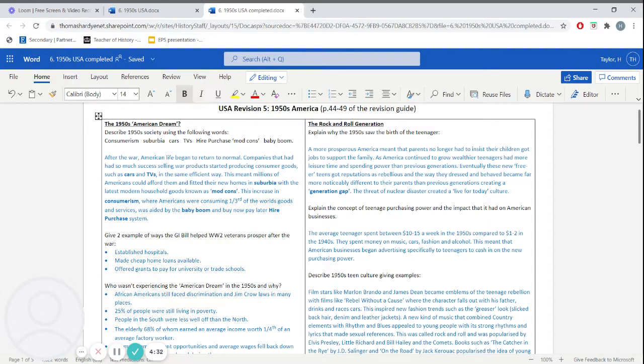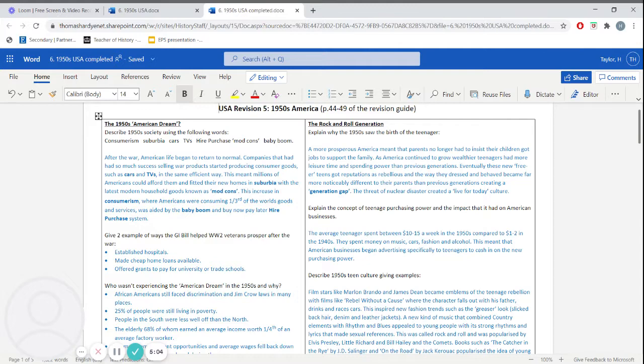This increase in consumerism, so that's another one of the words, so this idea where American people are buying more and more goods, where Americans were consuming one third of the world's goods and services. So they were actually consuming goods at a rate of one third of all of the goods that were consumed across the world. So that's obviously a massive amount because America's population is nowhere near one third of the world.